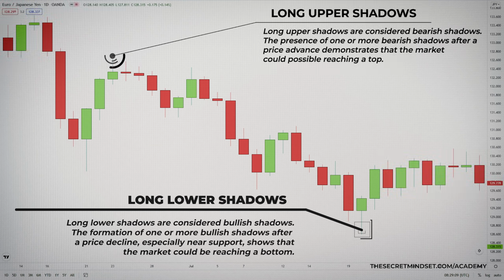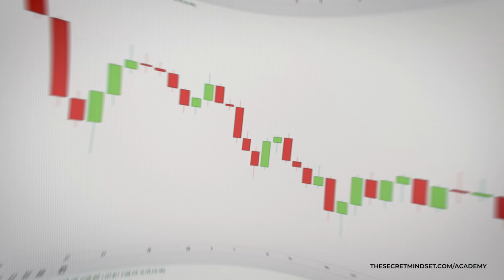The formation of one or more bullish shadows after a price decline, especially near support, shows us visually that the market could be reaching a bottom. In this case, the wick indicates that lower prices are being rejected.